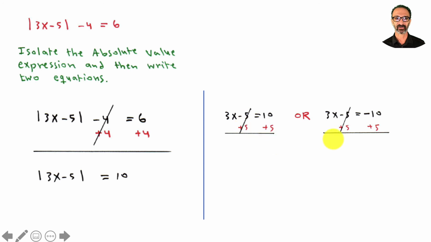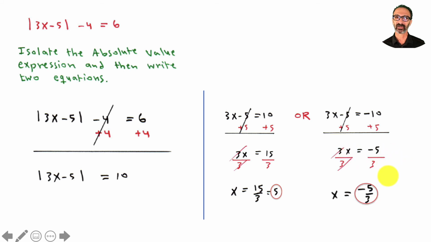We're going to add 5 to both sides, both ways. This simplifies to 3x on the left, 15 on the right. Divide by 3, I get x equals 5. Here I get 3x equals -5. Divide by 3, I get -5 over 3. And those are the two answers. Well, we took care of some with positive on the right and negative on the right. Now let's take care of if it's equal to 0 on the right.